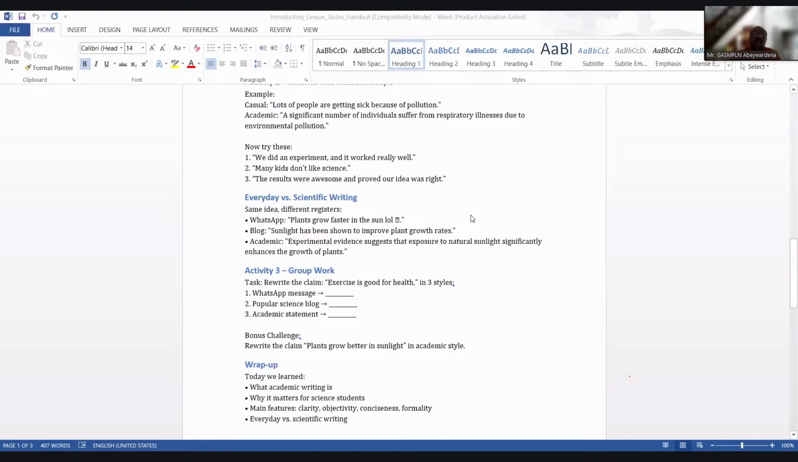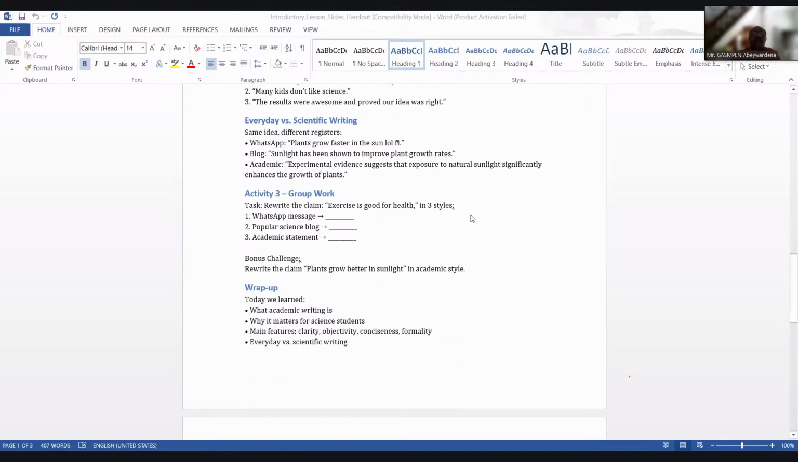Right. What is the difference between everyday language, that is casual language, versus scientific writing? What is the difference? Same idea, different registers. Registers means words, vocabulary. Look at this. There are 3 examples I have taken here. Same idea I have expressed in 3 different ways. One is informal, second one is semi-formal, third one is formal.